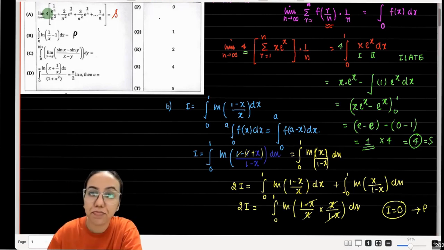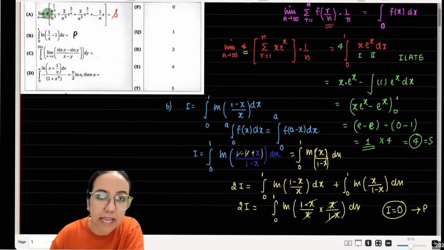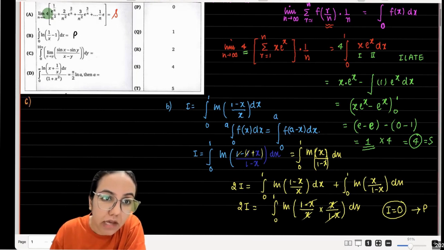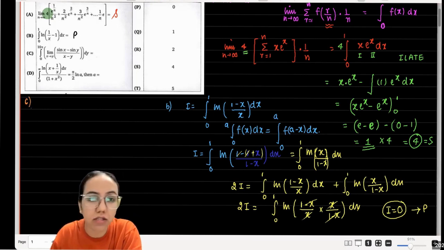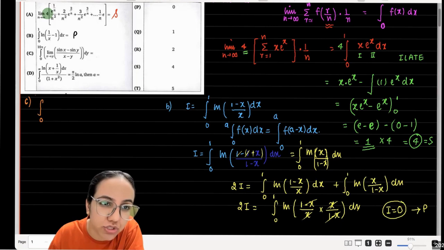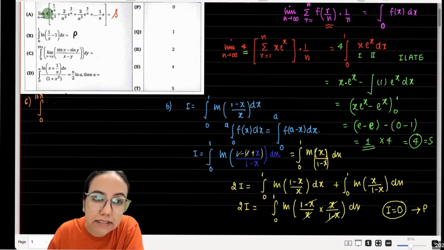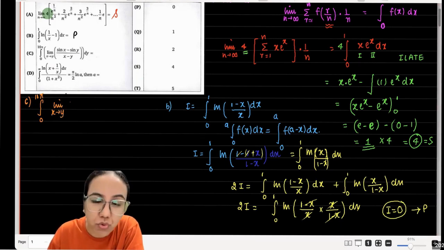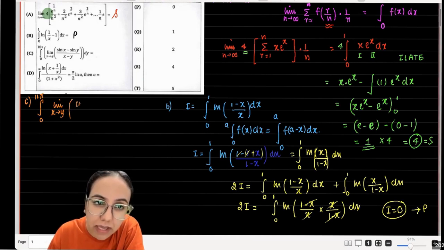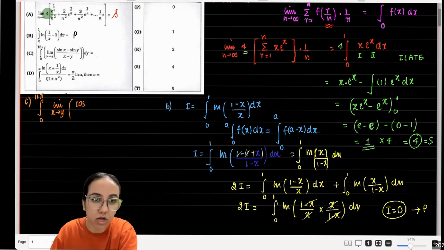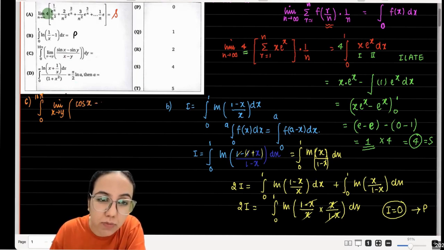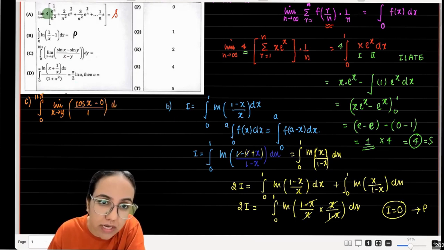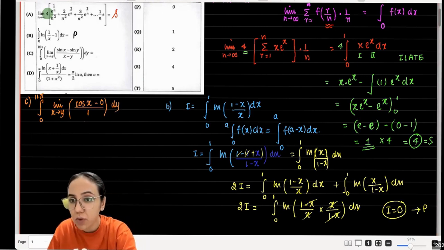Hope that makes sense. Now let's look at the next part, C. The C part is pretty simple, simple L'Hopital's rule. You're going to have the integral from 0 to 10 pi, and the limit as x is approaching y of sine x minus sine y. So I can apply L'Hopital. Sine x can be written as cos x. I'm treating my y as a constant. So the derivative of sine x will be cos x minus 0 over the derivative of x, which is just 1.